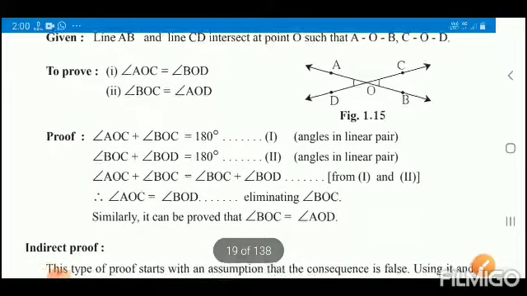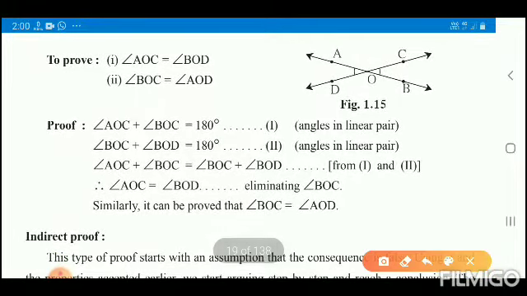Look here. Angle AOC, this angle, and angle BOC, here's the angle. If you see, these two angles form a linear pair. So we write angle AOC plus angle BOC is equal to 180 degrees. This is equation number 1, and the reason for that is angles in linear pair.